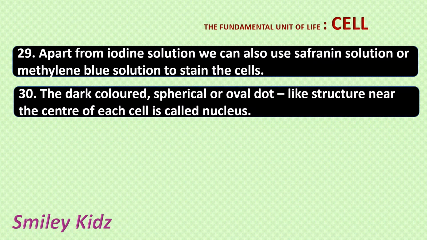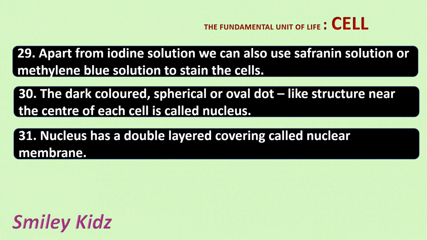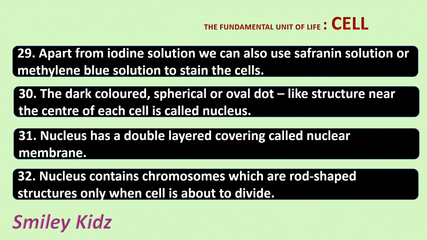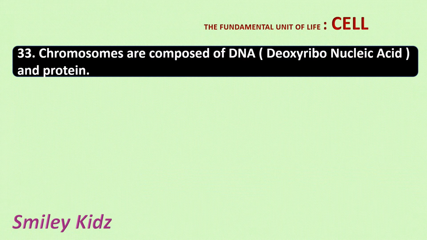The dark-colored spherical or oval dot-like structure near the center of each cell is called the nucleus. Nucleus has a double-layered covering called the nuclear membrane. Nucleus contains chromosomes, which are rod-shaped structures only when the cell is about to divide. The chromosomes are composed of DNA and protein.